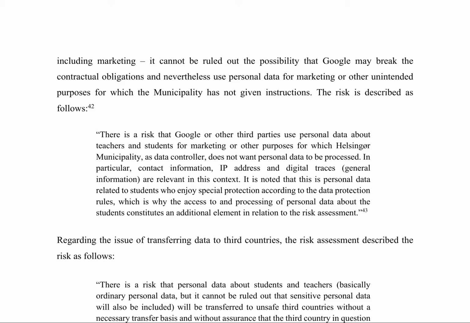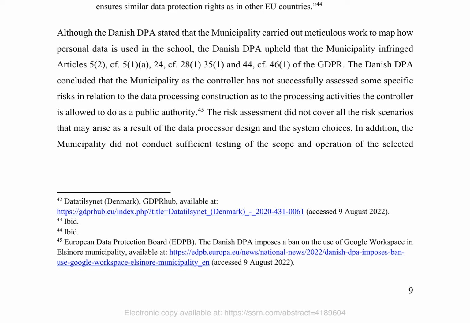Despite the municipality's efforts to map personal data usage in schools, the Danish Data Protection Authority, DPA, concluded that the municipality had infringed upon several articles of the General Data Protection Regulation, GDPR, including Articles 5(2), 5(1)(a), 24, 28(1), 35(1), and 44, as well as 46(1).